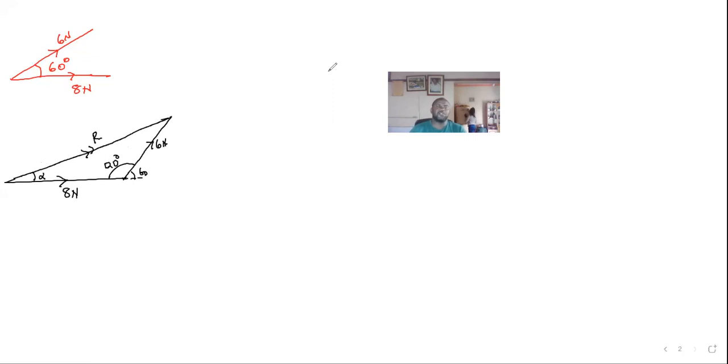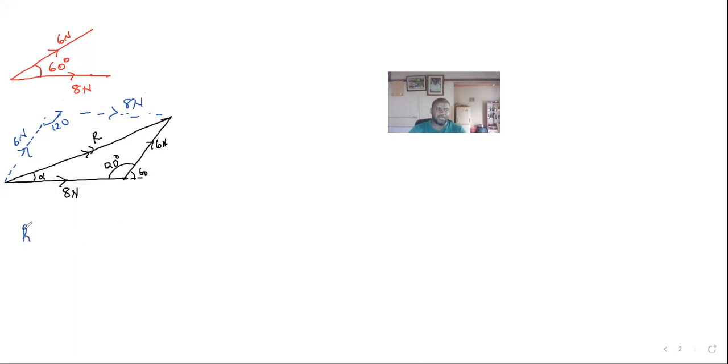Remember, I told you if you want to confirm that what you've done is right, you can investigate the parallelogram law by saying, what if I started with the 6 newtons and then I followed it with the 8? Is the resultant the same? If yes, then you're on the right track. And this would be your 6 newtons. This would be your 8 newtons.